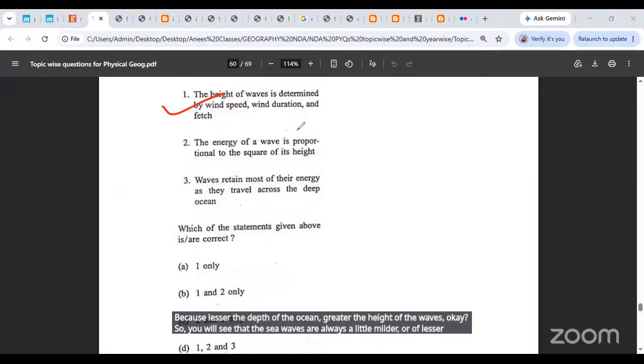So you will see that the sea waves are always a little milder or of lesser height when they are deep in the ocean. But as they reach the shores, the height will rise. You know that, right? We have surfing and tsunami is also coming in. Same reason, same logic everywhere.